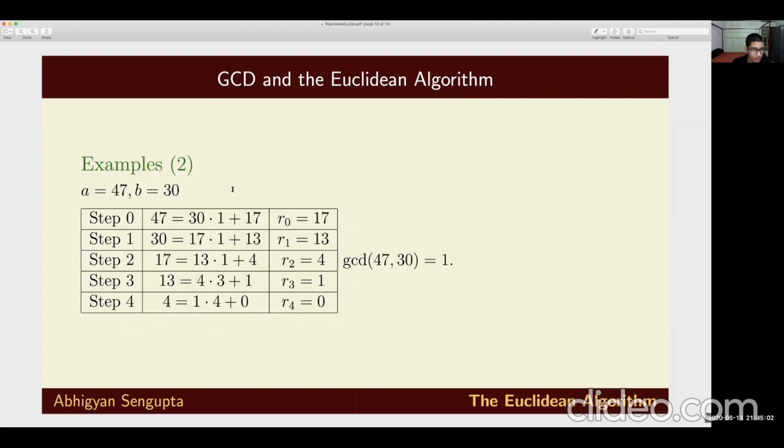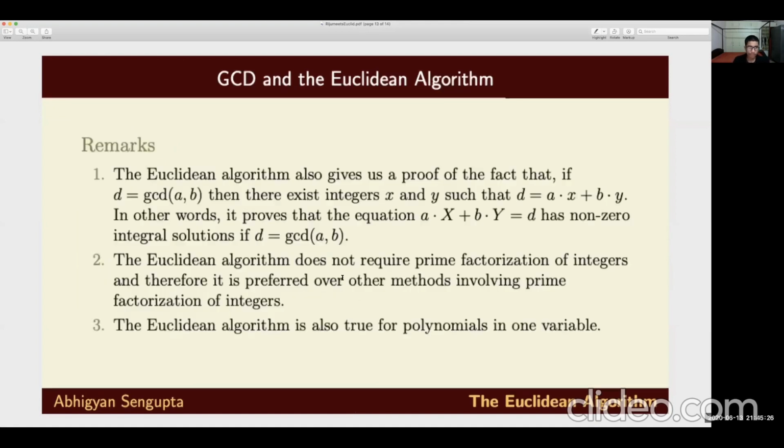In the second example, we take A as 47 and B as 30. Upon dividing 47 by 30, we get 47 is equal to 30 multiplied by 1 plus 17, where 17 is the remainder. Again, we follow the same procedure till we get the last non-zero remainder, that is 1. So 1 is the GCD of 47 and 30.